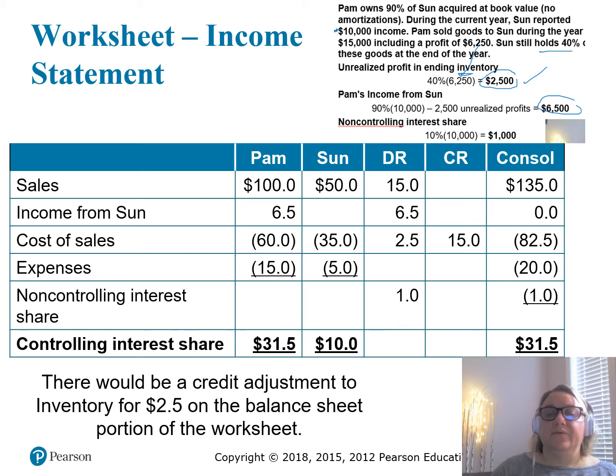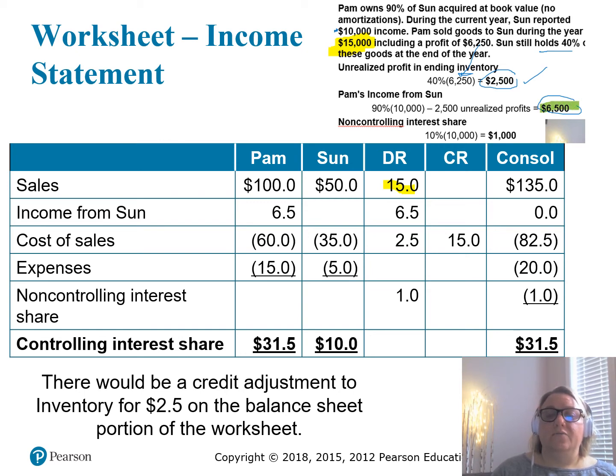So right here is where we would do our cost of goods. This is our cost of goods from up here, 15,000. I'm sorry, our sold goods. Okay, and then we're going to debit it to reduce our sales to get our consolidation. The income from Sun. All right, we had that figured up in this part right here from earlier calcs.